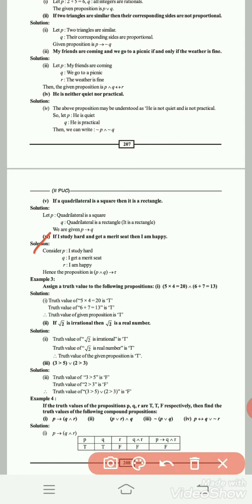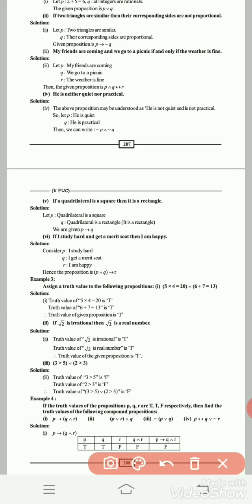If I study hard and get a merit seat, then I am happy. See here, if and then. Three connectives here: if, then, and. Two logical connectives are there, and totally three statements: I study hard, I get a merit seat, I am happy. Consider the first one P as I study hard, Q as I get a merit seat, R is I am happy.